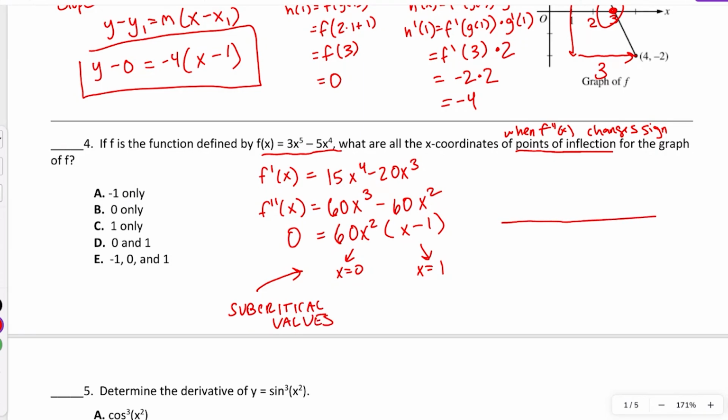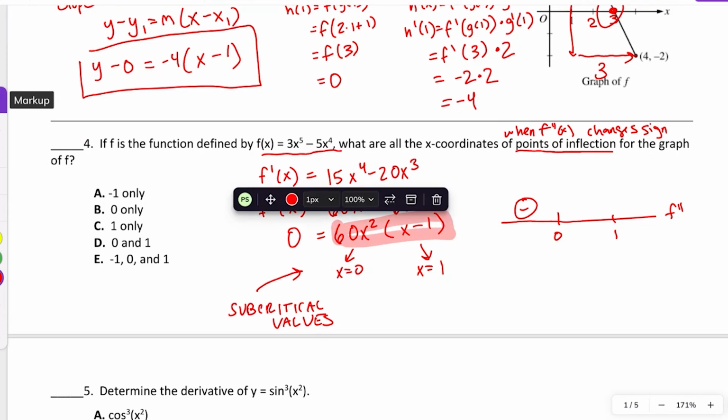So we're going to construct a number line, and this is going to be for f double prime here, because that's what we're interested in. We'll put 0 and 1 on this number line, and now we'll start substituting numbers in. If I substituted a number like negative 1, I'm going to get a negative. I'm plugging these x values, by the way, into this expression right here. The factored one is usually a little easier to do mentally.